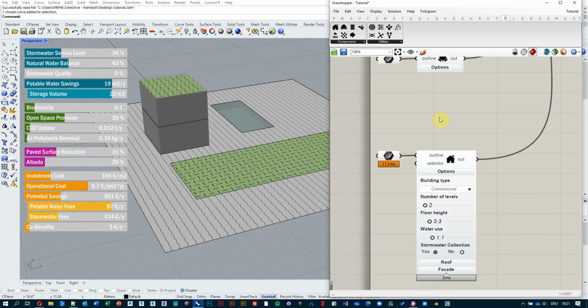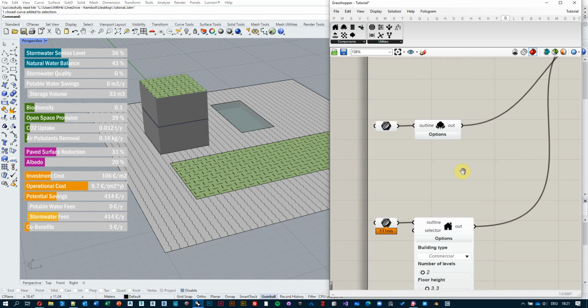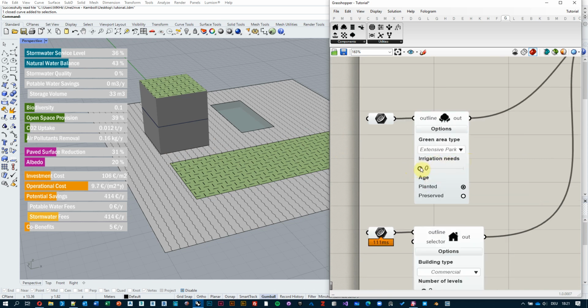Another way of introducing water use, so if I just dial this down to 0, would be to have a green area. And it will be following some irrigation needs. And again, here, this is also liters per square meter. So if we were to introduce some irrigation needs to this particular extensive park, it could also be irrigated using water intercepted into this cistern.